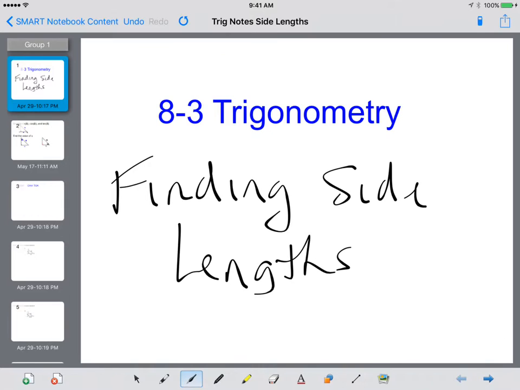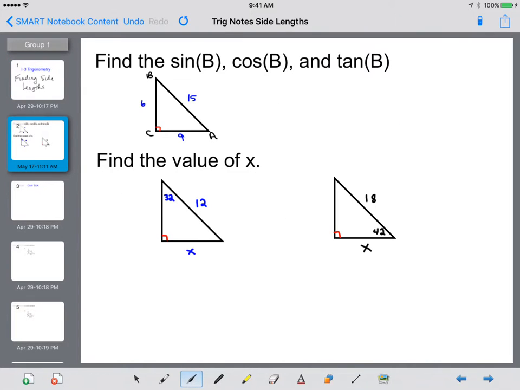Lesson on trigonometry, finding side lengths. I'm going to do a quick review on what those trigonometry features are. Finding the sine, cosine, and tangent of an angle might require us to remember our special saying of SOHCAHTOA.